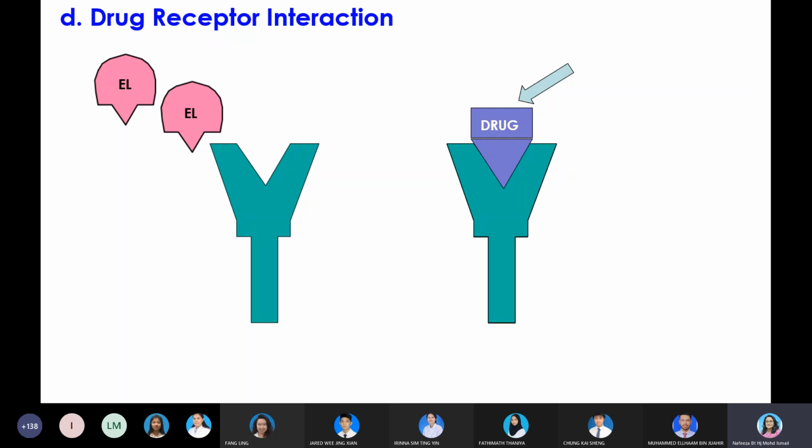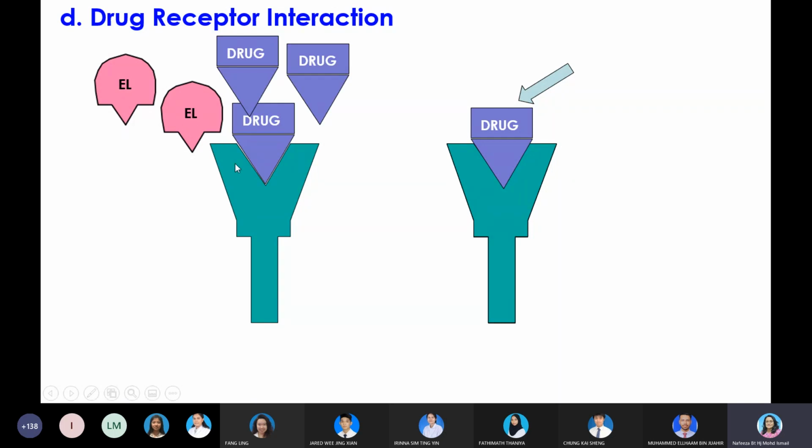Endogenous ligands, say adrenaline, may not be able to bind to the receptor. Why? Because another drug is around in its vicinity, and the drug competes with the endogenous ligand to bind to the receptor, and it wins. It gets to bind to the receptor. So that drug binds to the receptor instead of the endogenous ligand.